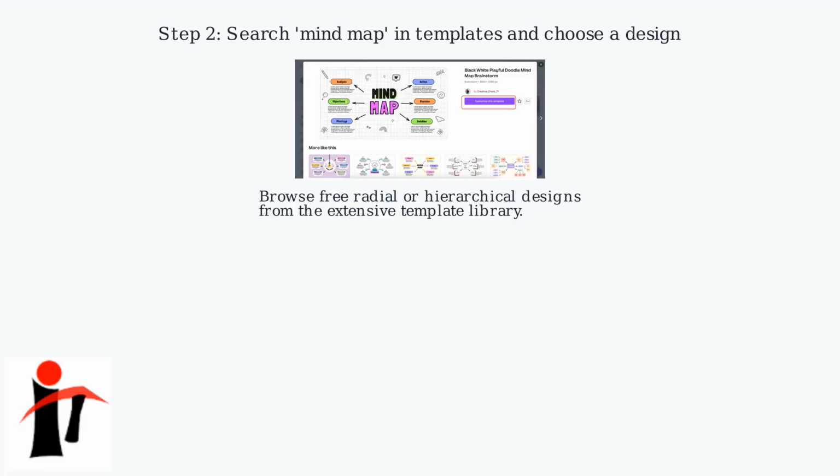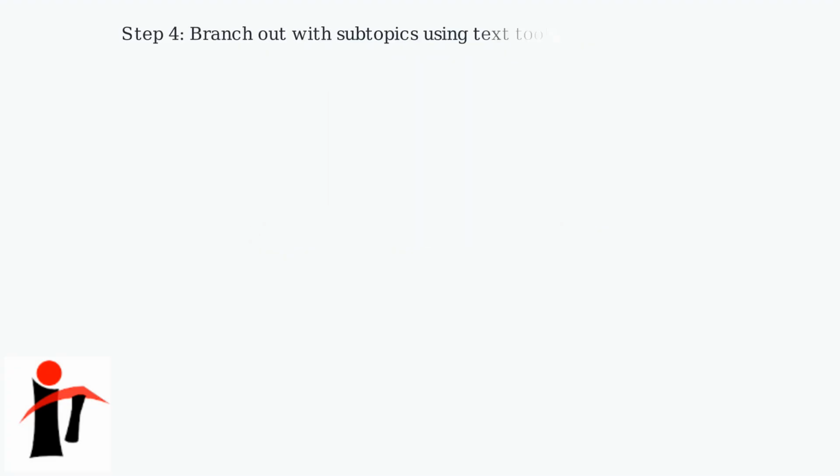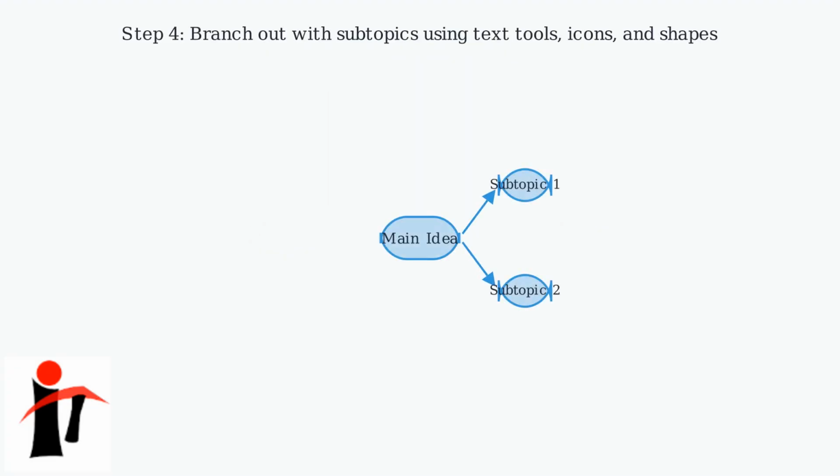You'll find a wide selection of free designs, including radial and hierarchical layouts that you can choose from. Once you've chosen a template, add your central idea using a text box. Place it at the center of your mind map to represent the main topic you're exploring. Now branch out from the center by adding subtopics. Use Canva's text tools, free icons, and shapes to create branches that connect to your main idea.